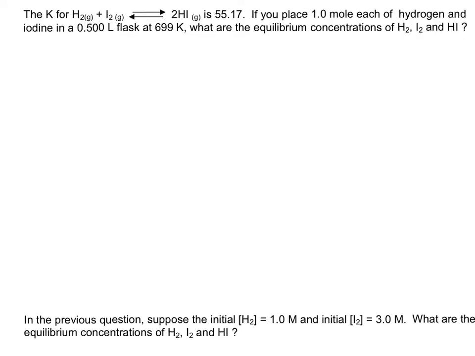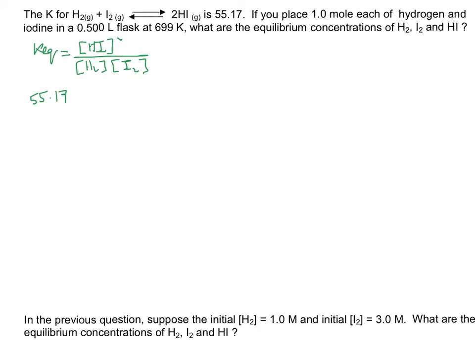Since it's an equilibrium problem, we're going to start with the KEQ expression. So KEQ is equal to the concentration of HI squared divided by the concentration of H2 times the concentration of I2. We are given that the equilibrium constant, the KEQ, is 55.17, and we're trying to find all the other concentrations.